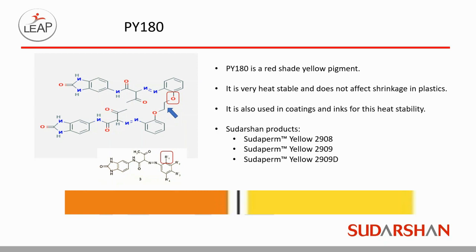Moving further to the red side is the Pigment Yellow 180. It is a very heat stable pigment and is a great pigment for plastics if warping and shrinkage is an issue. It has great resistance to those types of properties. It also shows up in coatings as well as inks, primarily because it has great heat stability. Several products are in the line for us: the 2908, 2909, and then for inks, we have 2909D.